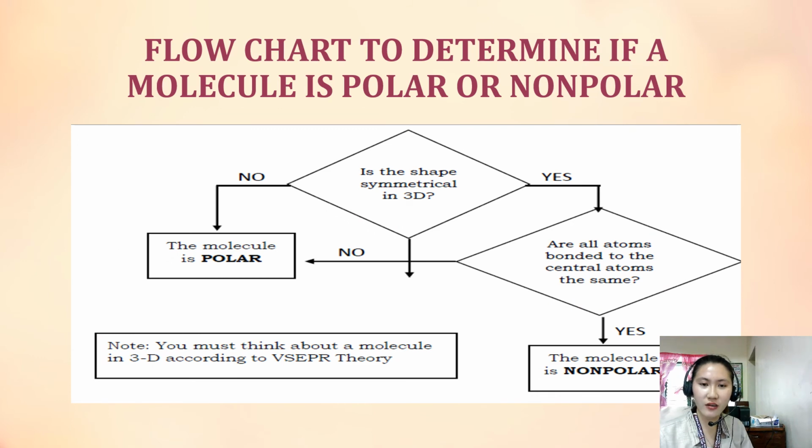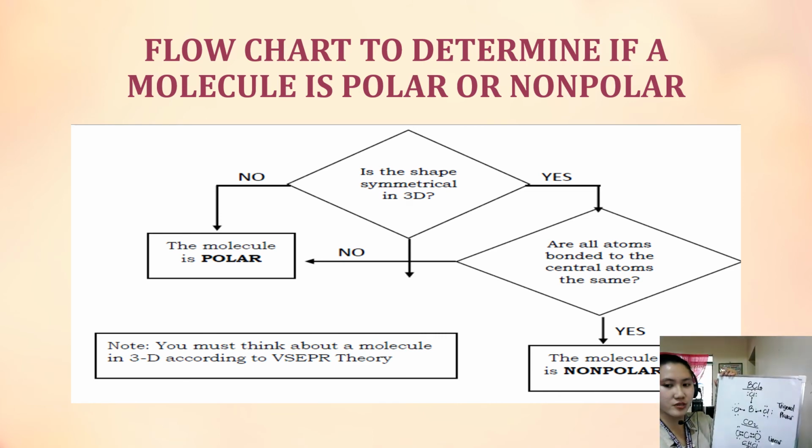So here we have the flow chart to determine if a molecule is polar or non-polar. So after determining the geometrical or molecular geometry of the molecule, let us now determine whether the molecule is polar or non-polar. So first, we have here the examples: BCl3, CO2, and the CHCl3. Okay, so first, BCl3.